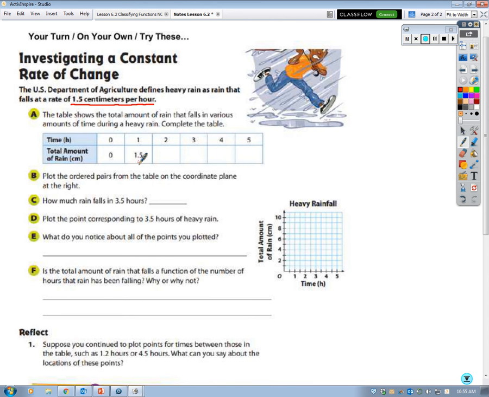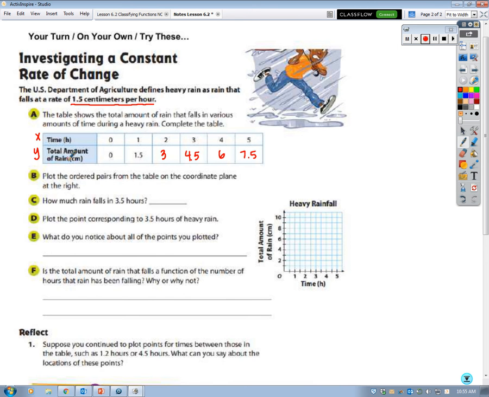So we're going to assume that rate is falling at a constant rate of 1.5 centimeters per hour. So we're going to go ahead and complete this table. So if at 1 hour it's 1.5, at 2 hours it would be 3, at 3 hours it would be 4.5, and I'm just multiplying 1.5 times my input, right? So this is my input, this is my output. 4 would be 6, and 5 would be 7.5. And this is in centimeters. This is the total amount that falls in rain.